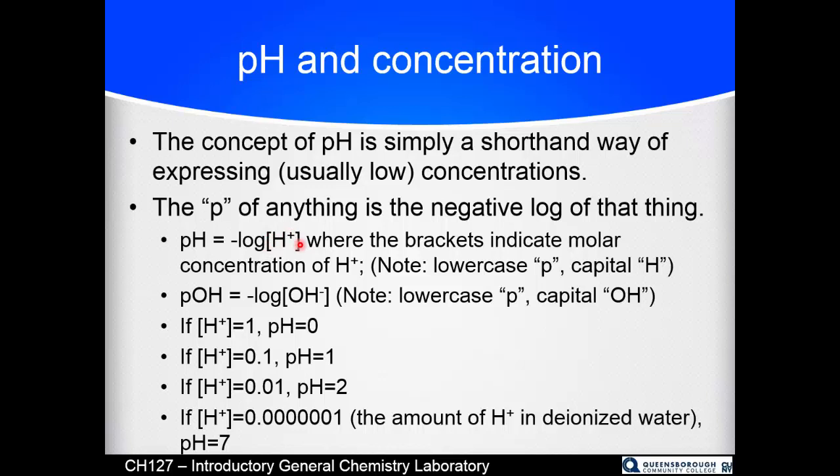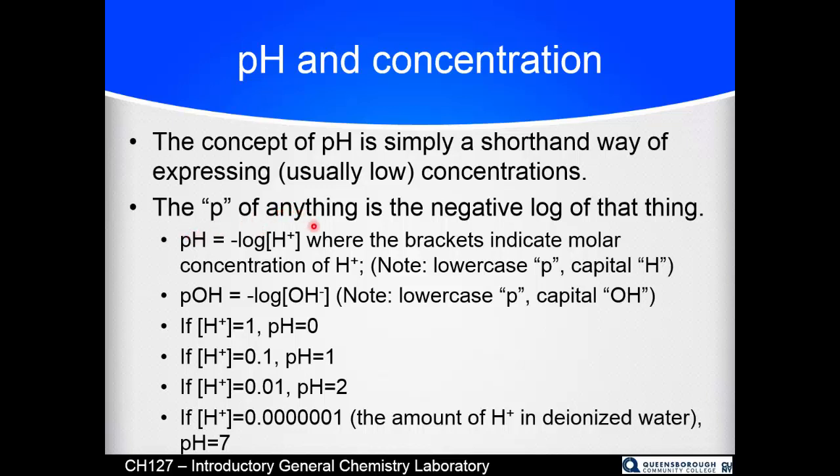H plus is written in brackets here, meaning concentration. If we were dealing with electron configuration, it would indicate the noble gas core. That's what brackets indicate there. Here, a bracket indicates concentration of H plus. We take that value, take the log of it, and then make it positive, changing the sign, because it'll usually be a negative number because these are low concentrations. That gives us the pH.